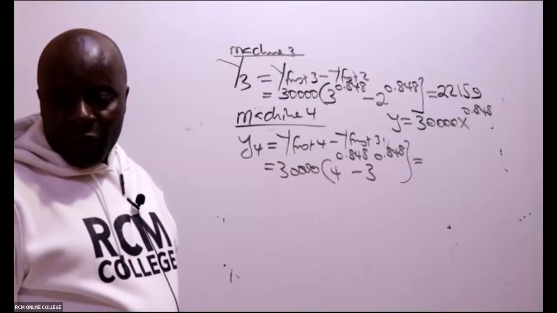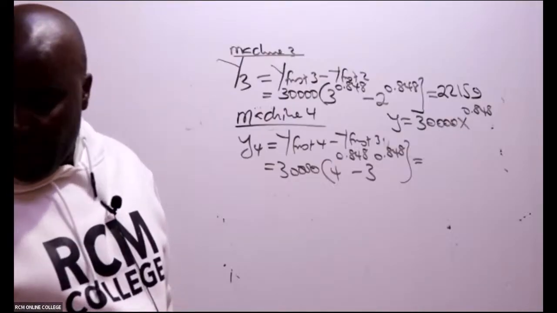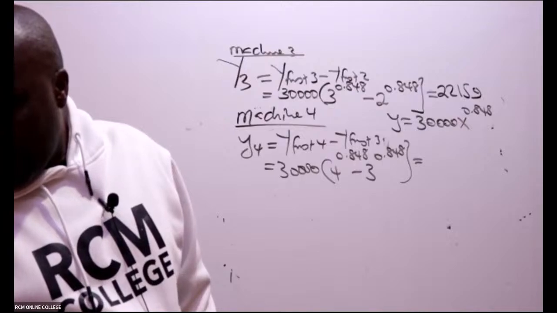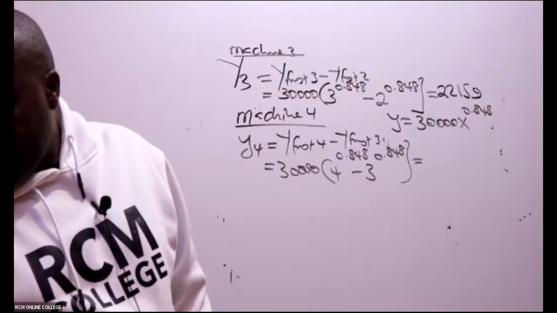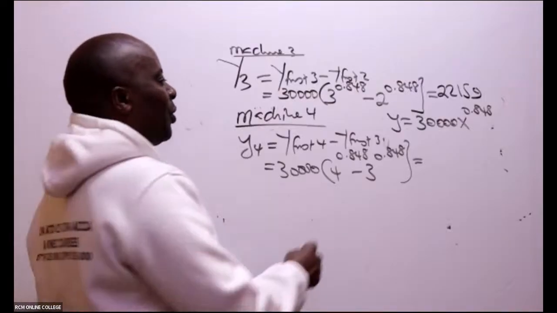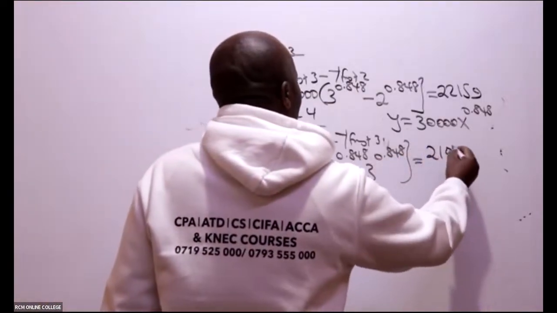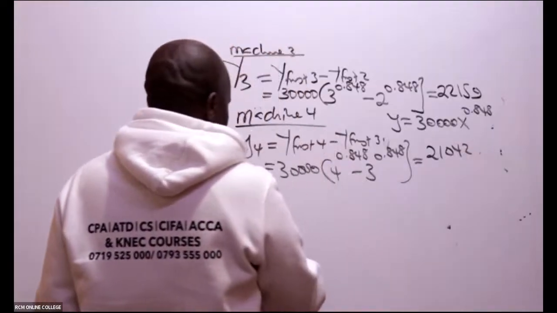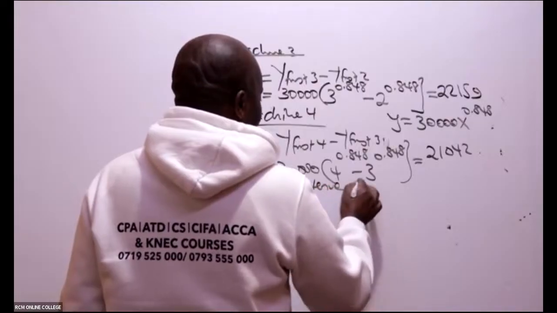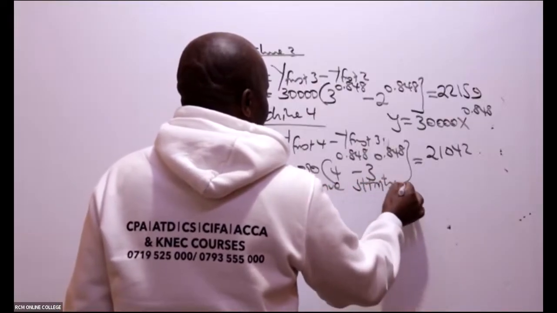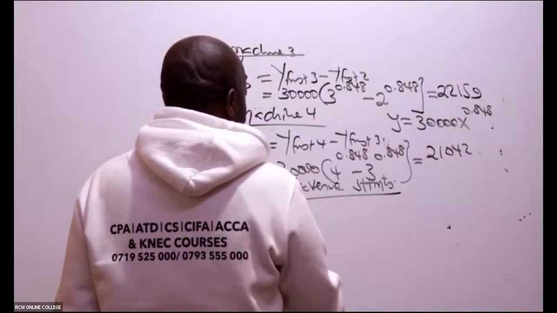$30,000 times 4 raised to that minus 3 raised to that. So somebody is giving me a figure of 21,042 million. 21,042. Thank you so much. And then now you come and give us the cost and revenue statements. So we start with material.